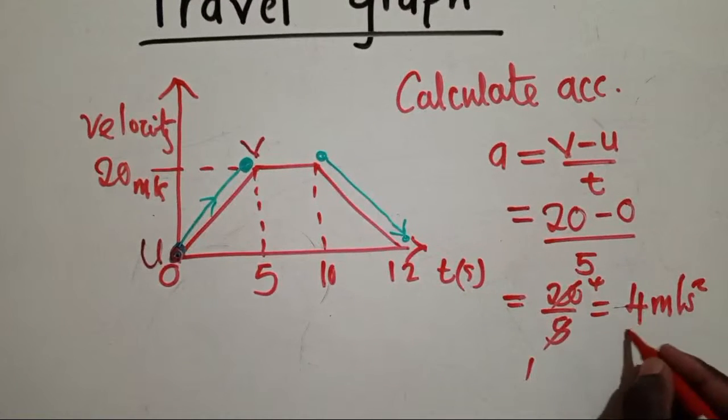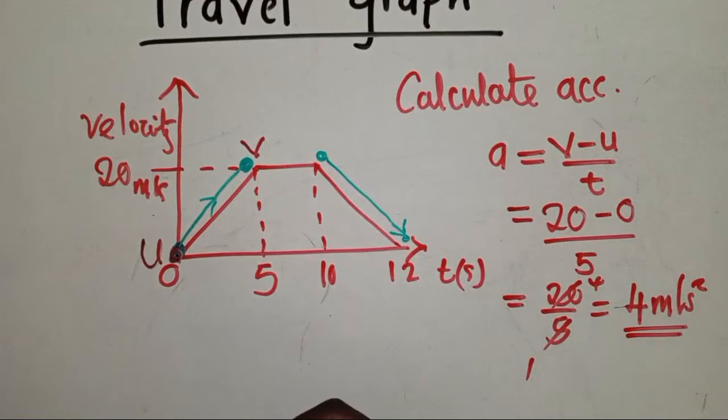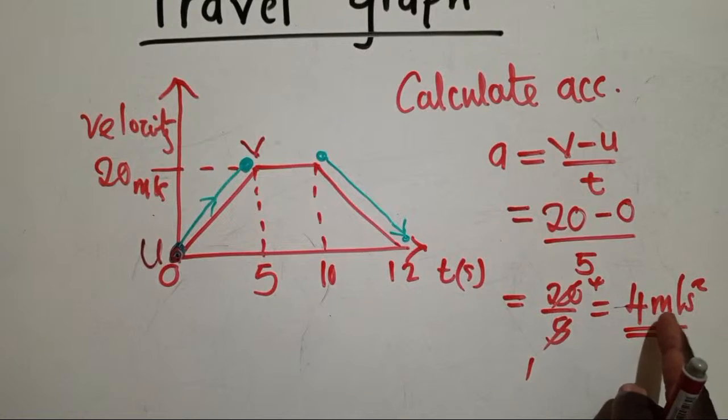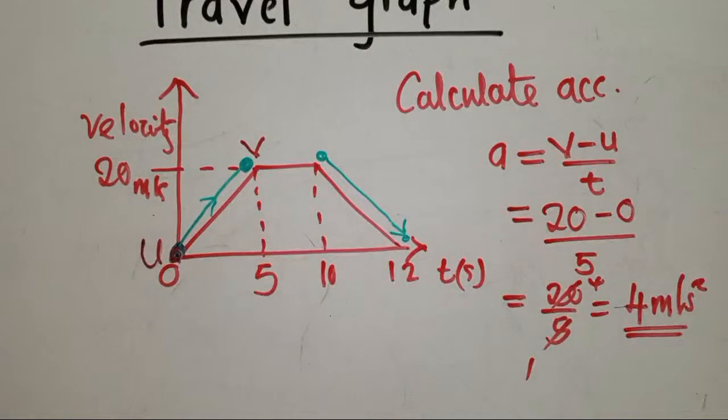Remember the units for distance, I mean for acceleration. It's meters per second squared. So that's it, guys. Hopefully somebody's understanding or following what we're doing. Is it clear, guys?